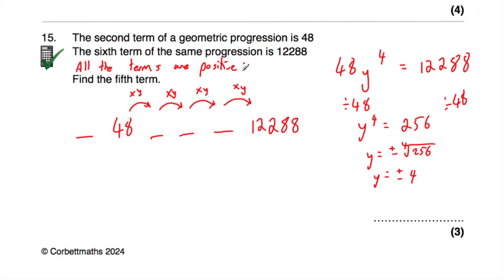Now, because all terms in the sequence are positive, it can't be negative 4, because that would make this term negative, this one positive, this one negative, this one positive. It says all terms are positive, so that means that it has to be 4. So y is equal to 4.